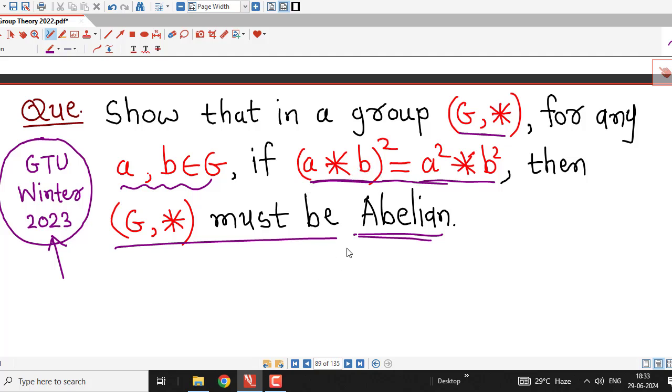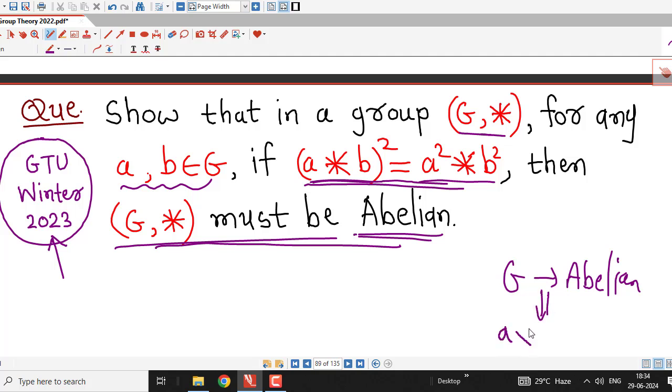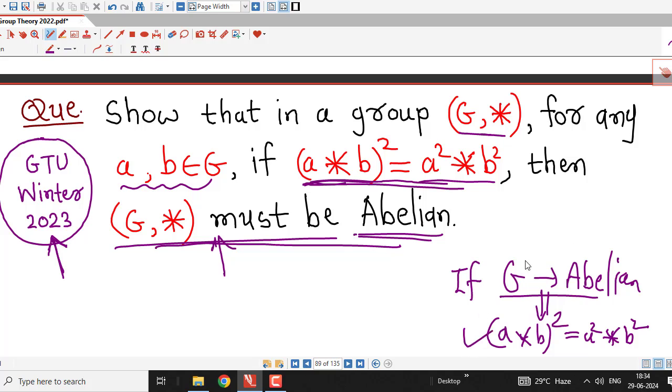Now what about converse of this? That is, if this property is satisfied, then G is abelian. And converse of this is, if G is abelian, then can we say that it implies that (A star B) whole square equal to A square star B square. So converse is also true. Here they have asked this question in this way, that if this property is satisfied, then G is abelian. But converse of this result is, if G is abelian, then also this property is satisfied.